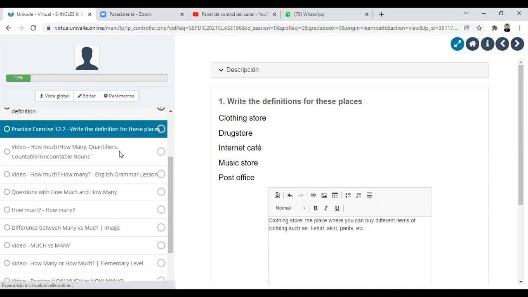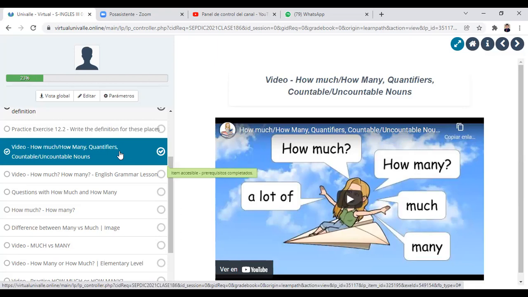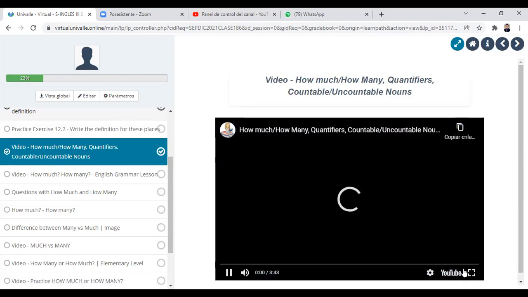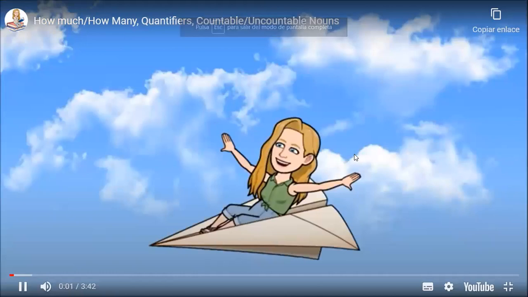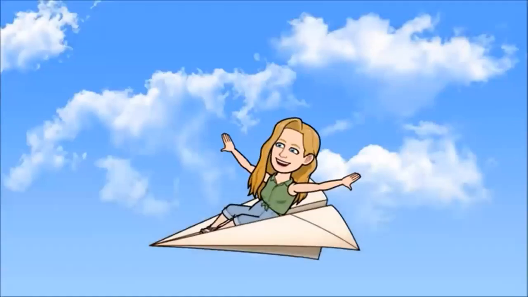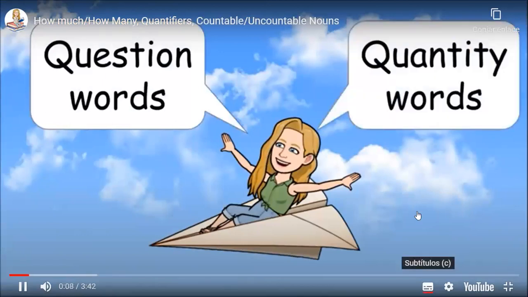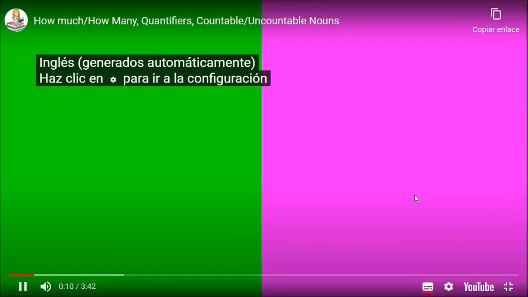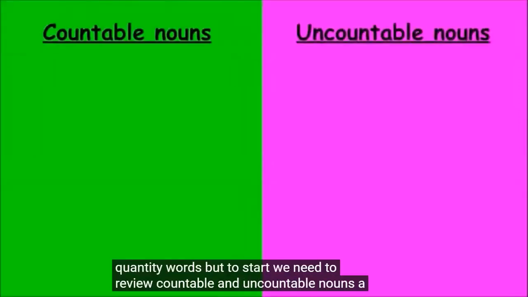Also in here, we have a video about how much and how many. This is quantifier for countable and uncountable nouns. Let's take a quick look at this video tutorial.